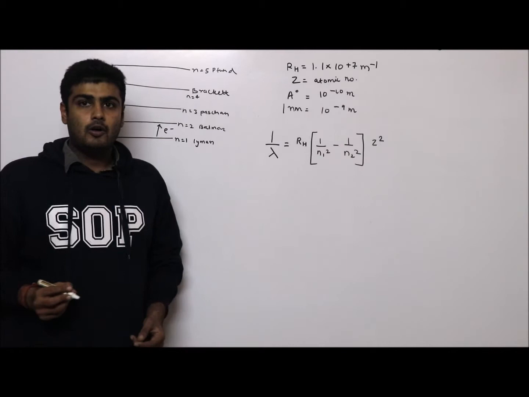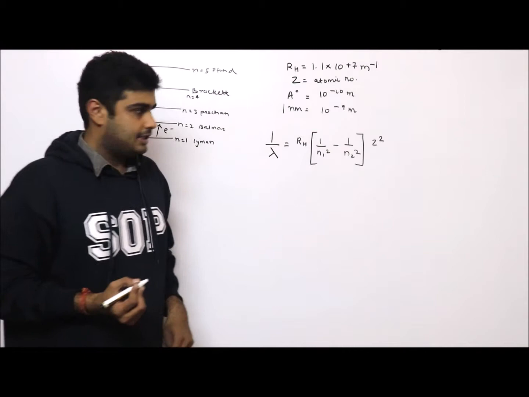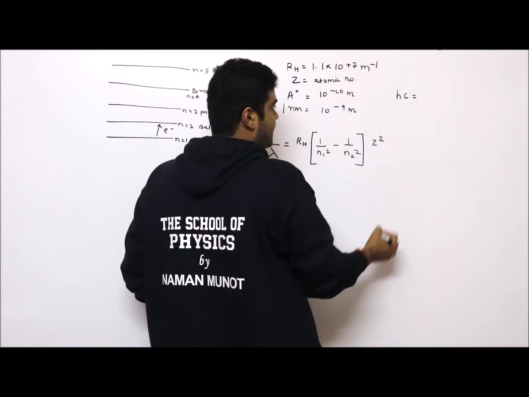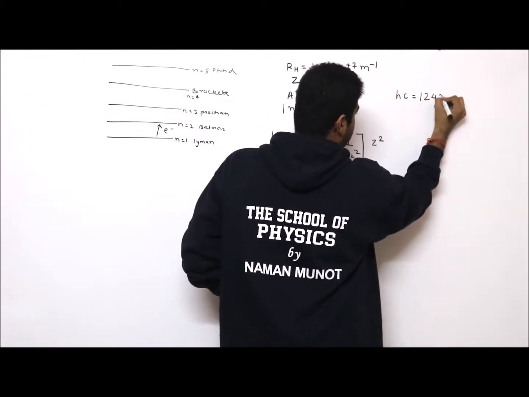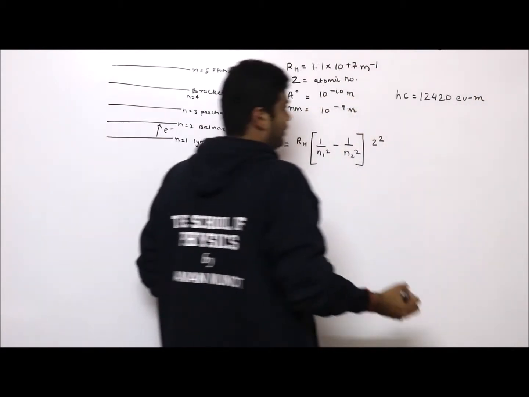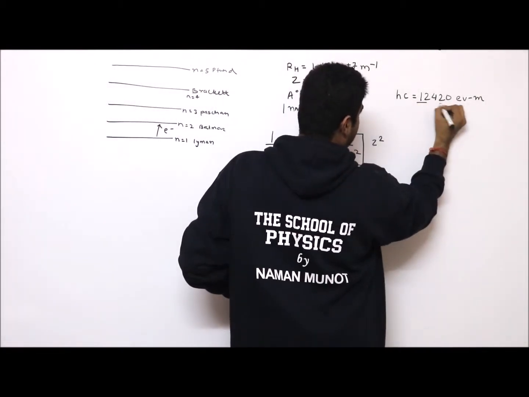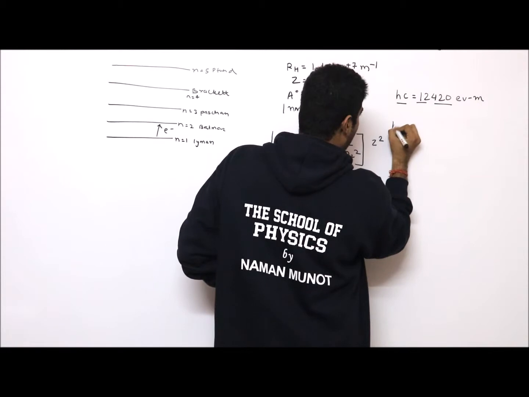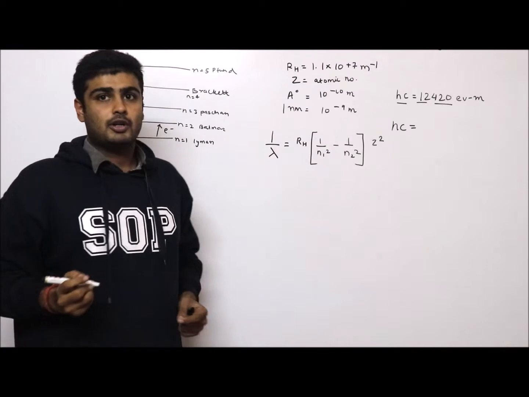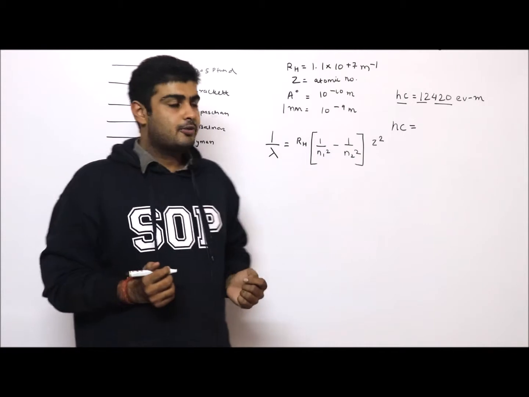Now the next thing is the value of hc. You should remember this directly: hc is 12420 electron volt Angstrom, the way you remember HC Verma's 12420. Or you can also have this in SI units. We know 1 electron volt is equal to 1.6 into 10 to the power minus 19 joules.